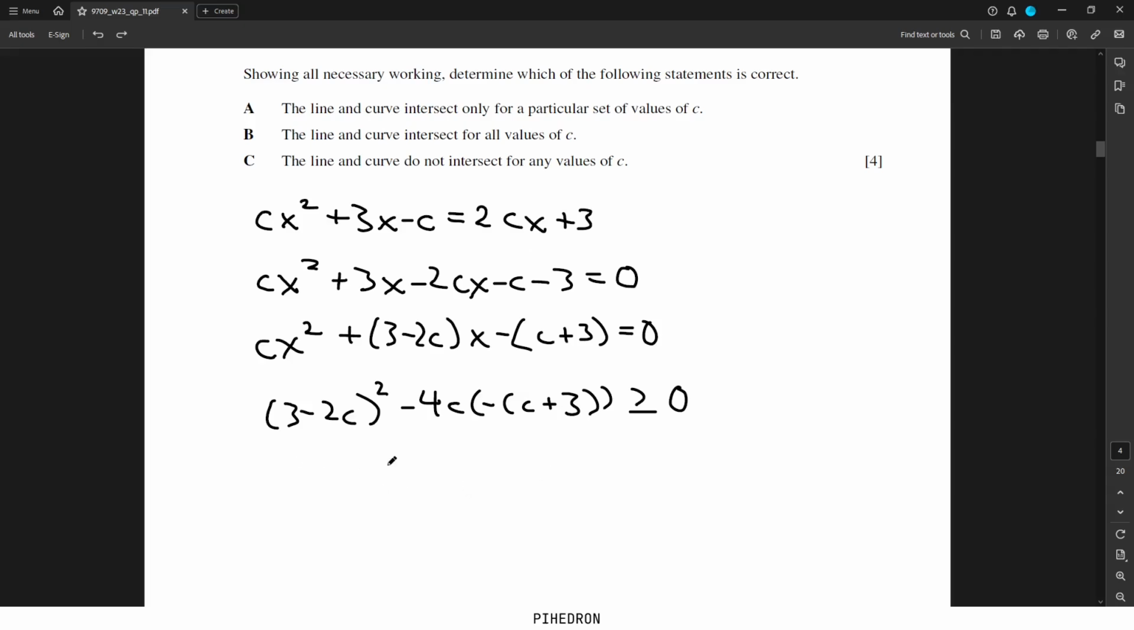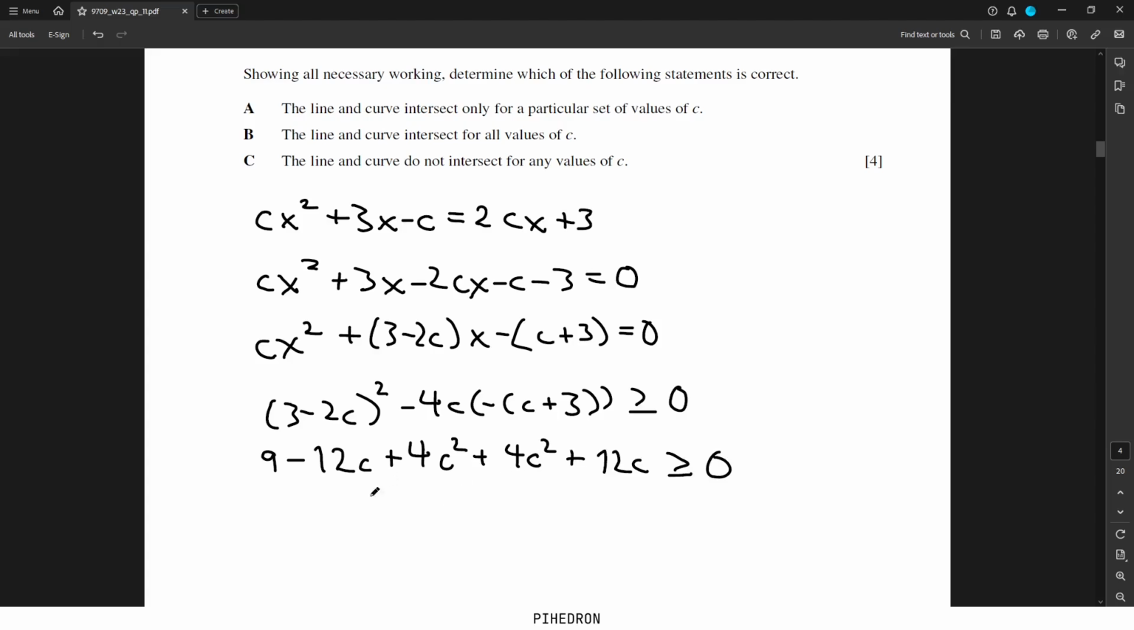Alright, so let's expand this side. 9 minus 6c, because we get minus 6c and minus 6c again, so we get minus 12c, plus negative 2 squared is positive 4, so we get plus 4c squared, and then we do minus 4c, so this negative will cancel out with the negative inside this bracket, so we get plus 4c times c is 4c squared, and we have plus 12c is greater than or equal to 0.